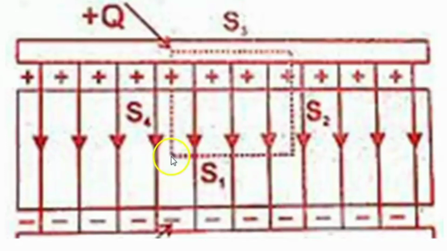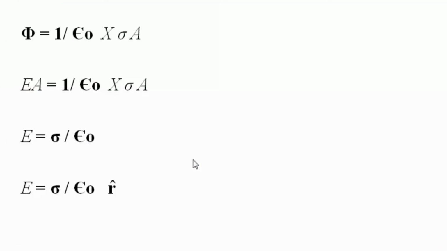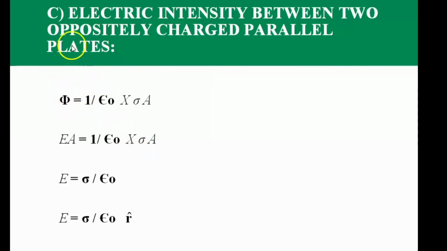Now here we have the first side S1, whose surface is perpendicular to the electric field lines. Here we can find out the flux. Now the flux through the side S1 is equal to 1 upon epsilon naught times the total charge. The total charge is the product of sigma and the area of the surface S1. Now the flux is equal to intensity multiplied by area.